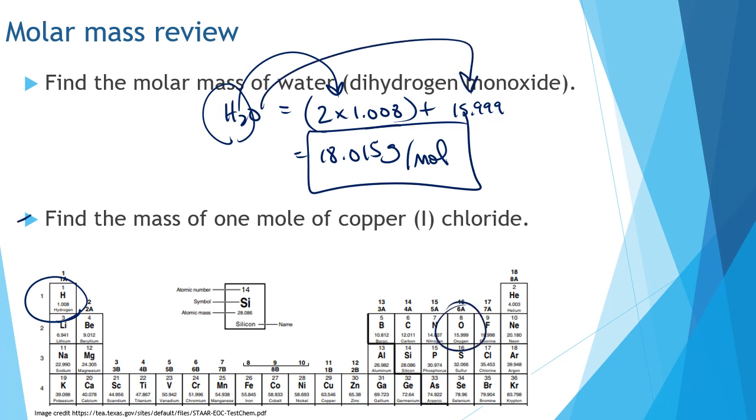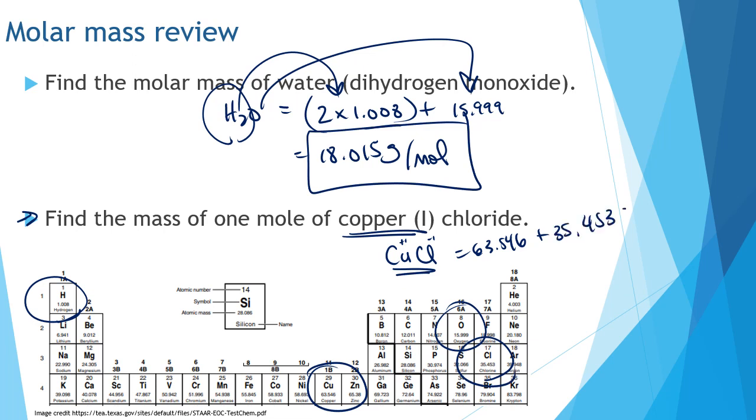Good. This one, the mass of copper(I) chloride, might be a little bit difficult because we've got to balance some charges. Copper(I) is copper with a +1 charge. Chlorine is here with a -1 charge. +1, -1. These charges balance out. So my formula is simply CuCl. Cu is here, 63.546. Chlorine is here, 35.453. We're going to throw that into our calculator and get 63.546 plus 35.453 gives us a grand total of 98.999 grams per mole. Good? All right.